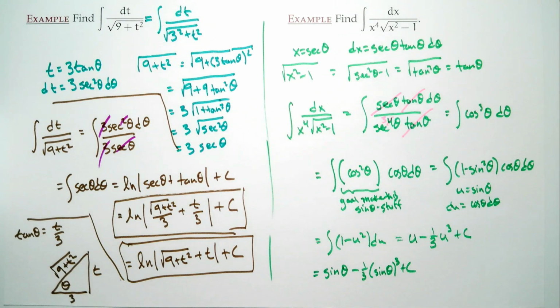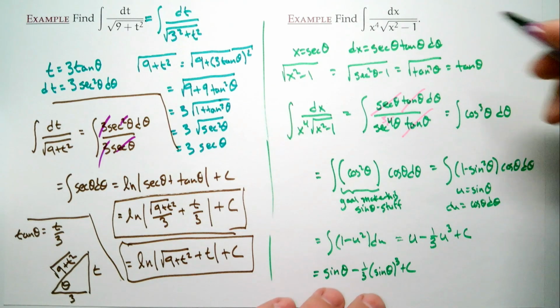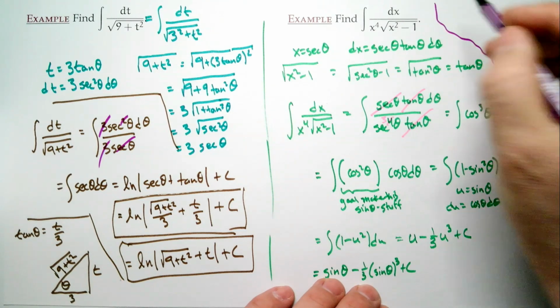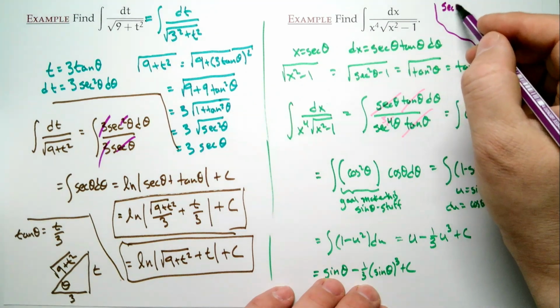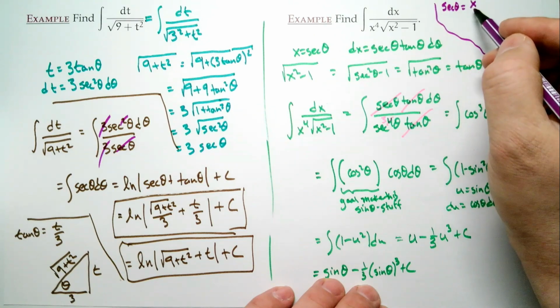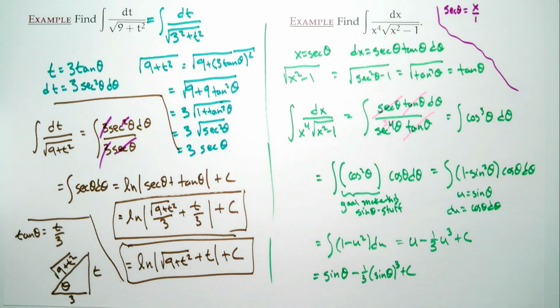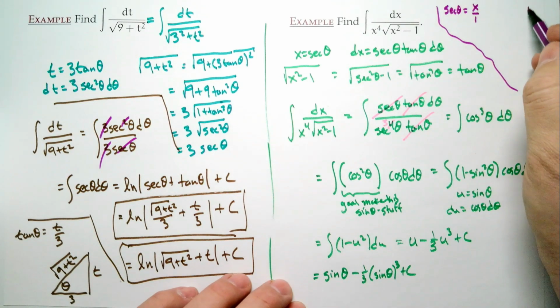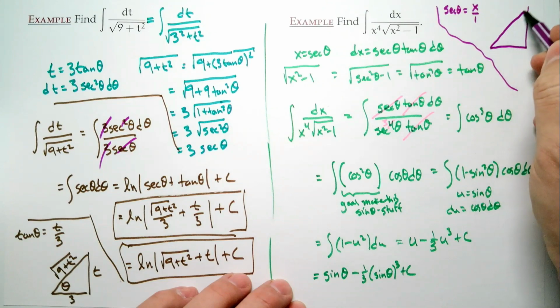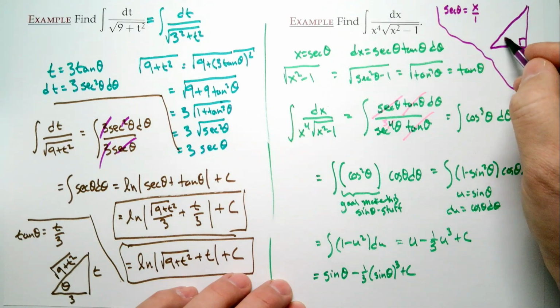Now here, we actually do need the triangle because it's not clear what sine theta should be. So let's put our triangle up. We'll do it here in our corner. We have that secant of theta is x, and since there's not a ratio, I'll make it a ratio by saying it's x over 1. So there's our ratio. We draw our triangle, trying to make it look like a right triangle.